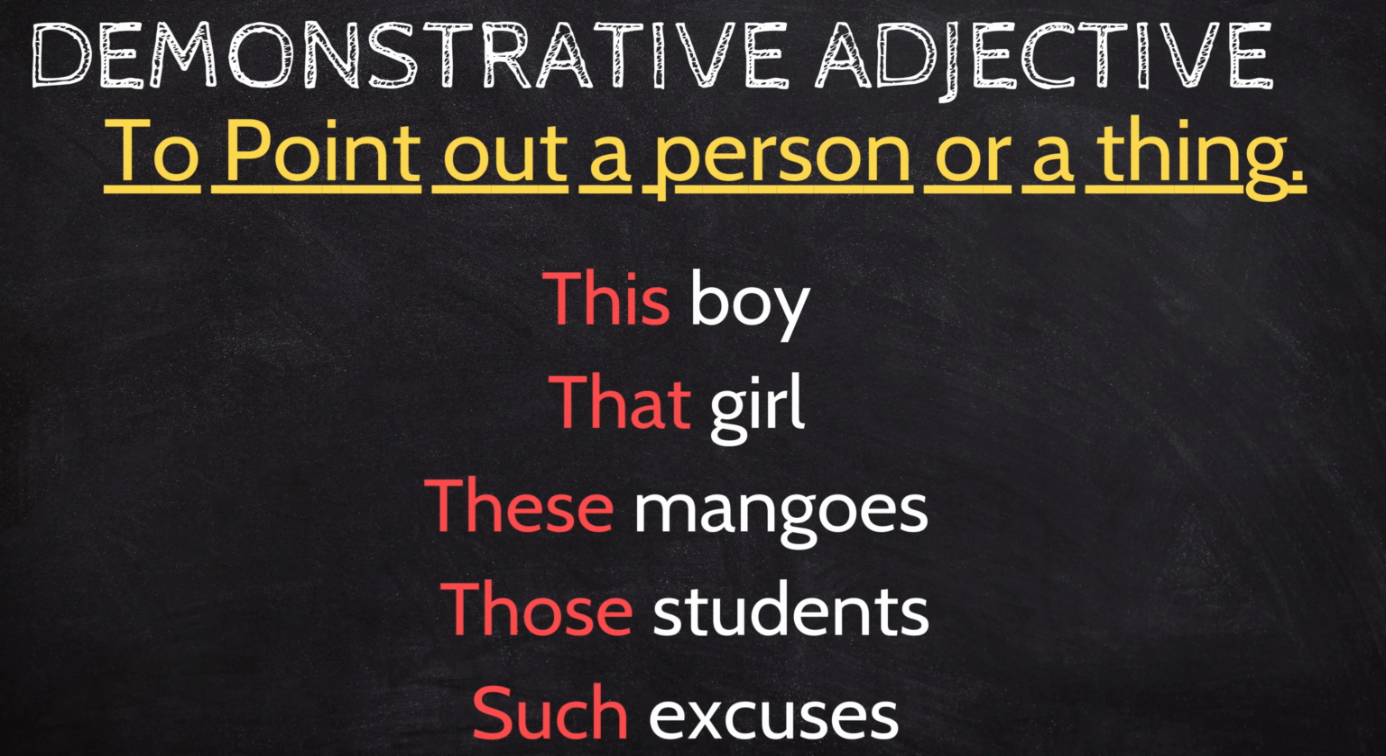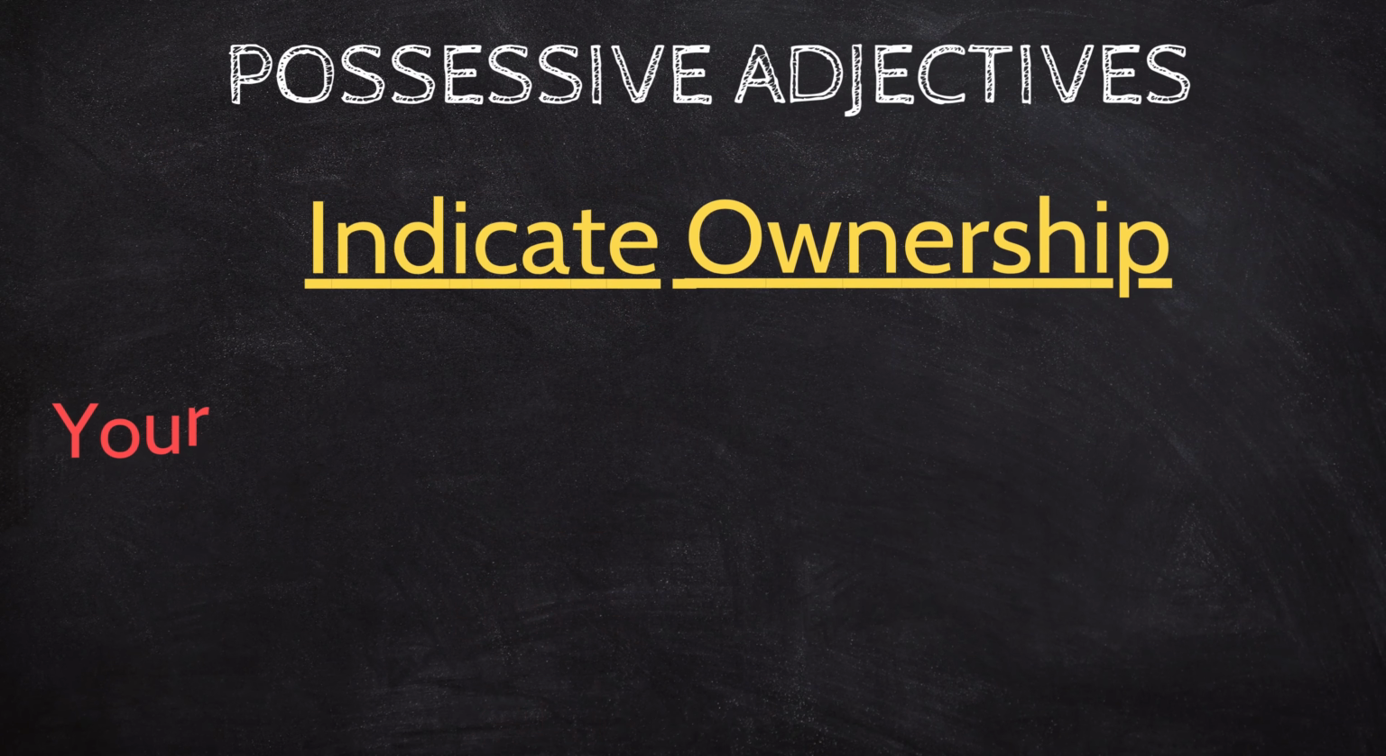Demonstrative adjective, to point out a person or a thing. This basically answers the question which. So, which boy? This boy. Which girl? That girl. Which mangoes? These mangoes. Which students? Those students. Which excuses? Such excuses. Okay, so they point out a person or a thing. These are known as demonstrative adjectives.